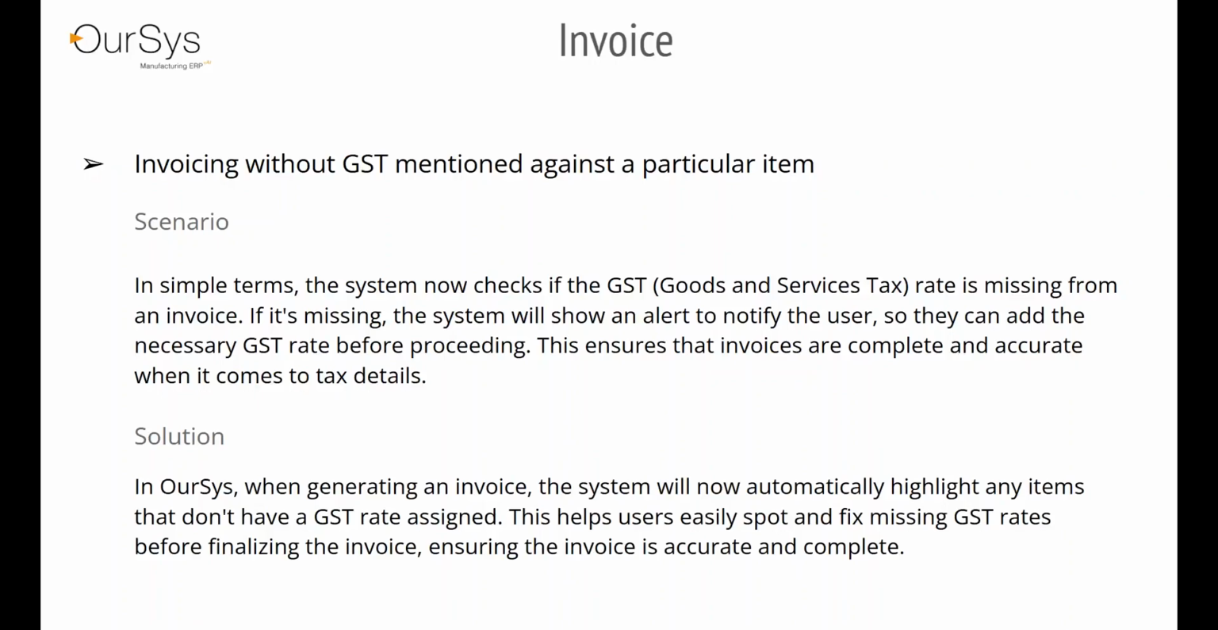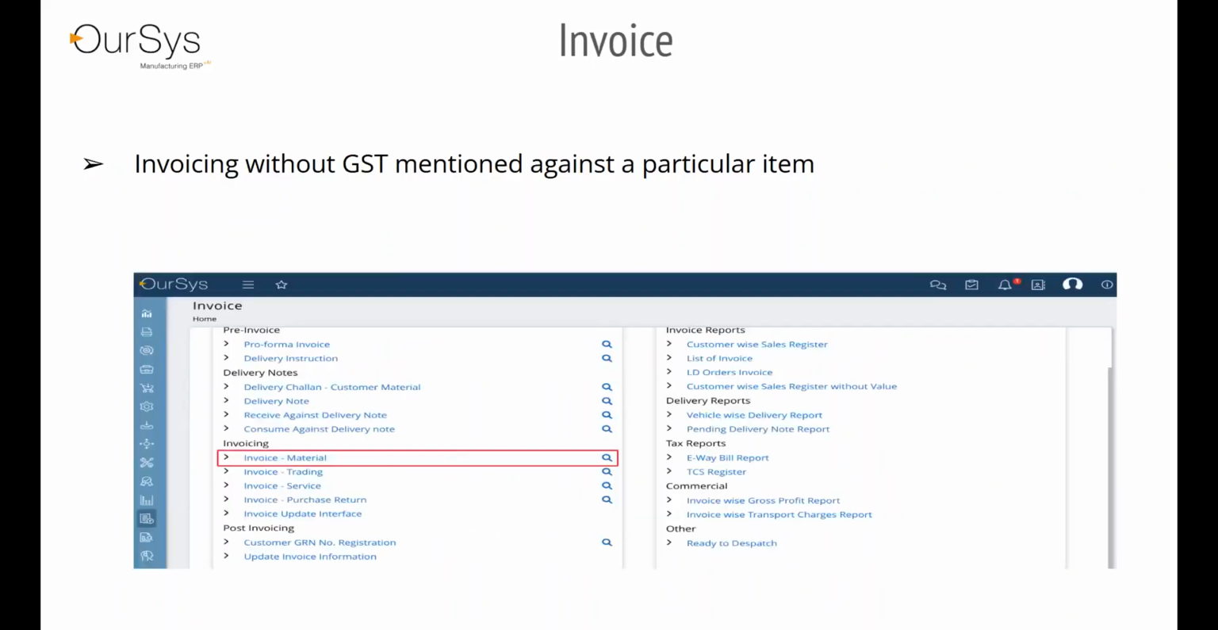So here you can see in the invoice module, in the search of the tax invoice, I have not updated the GST detail against the line item. So the system is directly giving me a warning that GST has not been applied to the item or additional charges.